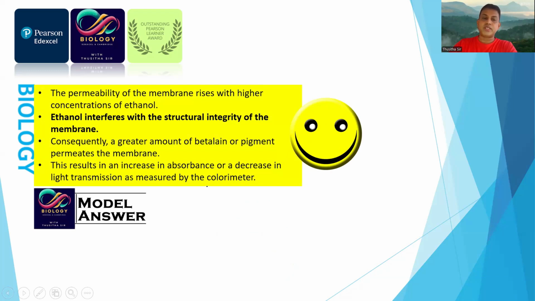Ethanol interferes with the structural integrity of the membrane. Consequently, a greater amount of betalain pigment permeates through the membrane. The result is an increase in absorbance, or decrease in light transmission, as measured by the colorimeter.